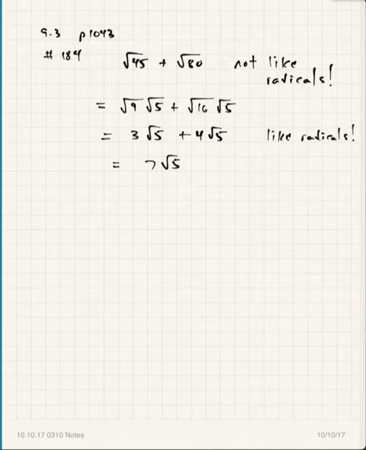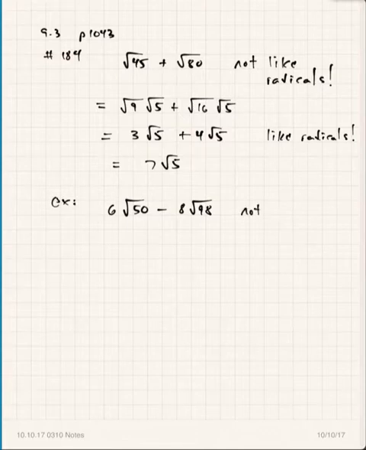All right, let's say I have, this is an example. Let's say I have 6 times the square root of 50 minus 8 times the square root of 98. All right. So once again, not like radicals. I can't do anything with those. So I don't try to add them, or in this case, subtract them. Not like radicals. But each one does simplify.